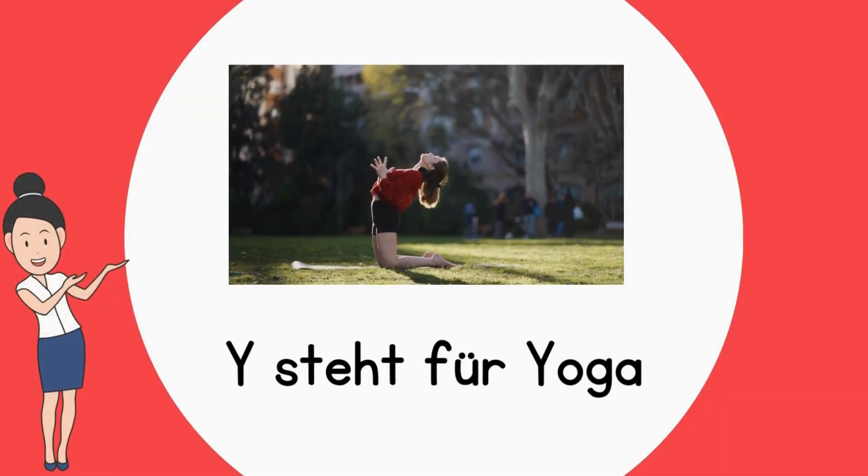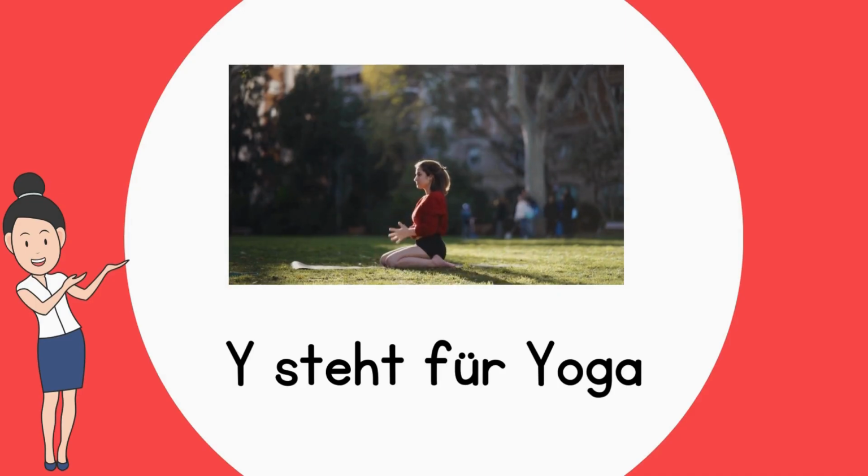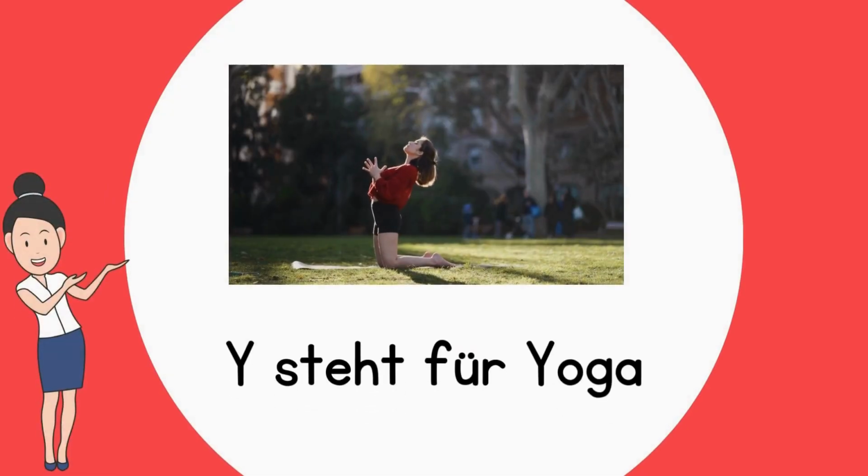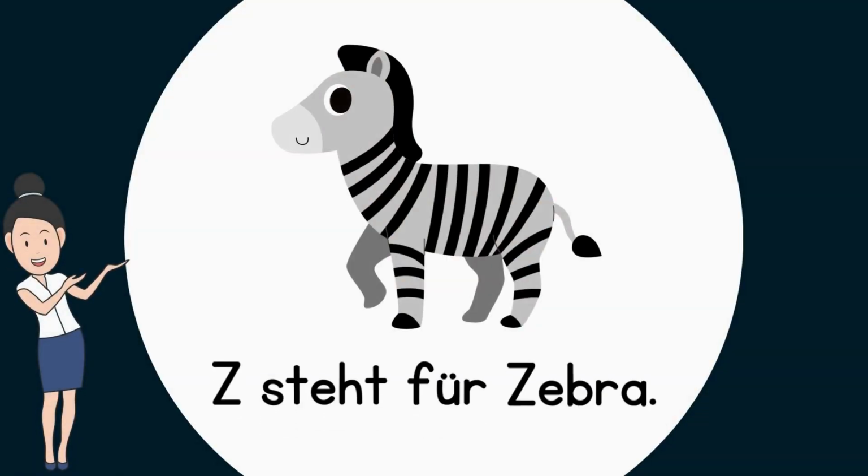Next, we have the letter Y. The letter Y is pronounced as Ypsilon. Once again, Ypsilon. And Ypsilon steht für Yoga. Once again, Yoga. Here, the word yoga is similar to the word yoga of English. The meaning of both the words is same, the spellings is same, and the pronunciation is also same. So everything is same.